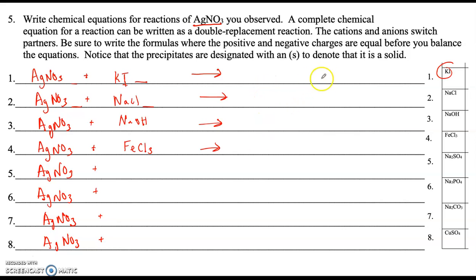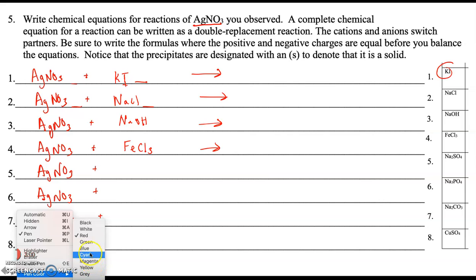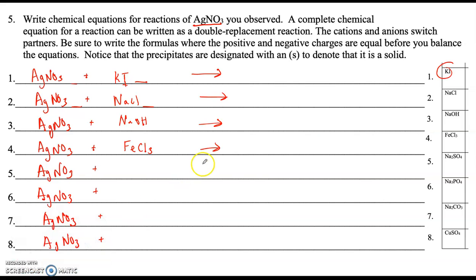So now here's where the real work comes in. Now you have to figure out what products are on this side of the reaction. We've got our reactants. Now, these are all double replacement reactions, so you can start, let's just make it blue, by basically taking the first element in each compound and switching them around. So I know Ag is going to be with I. Now when Ag is with I, check the charges: +1, -1. So that actually balances.